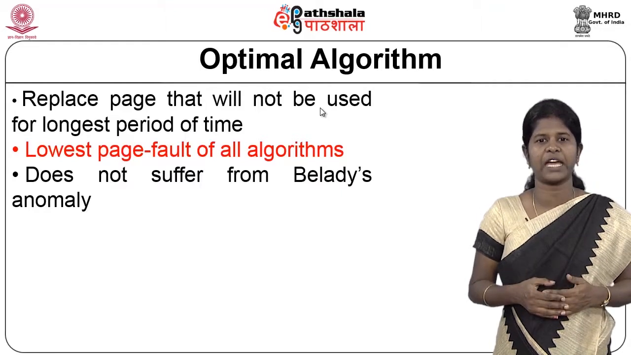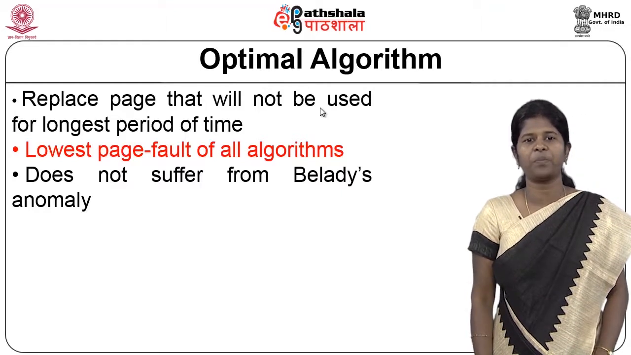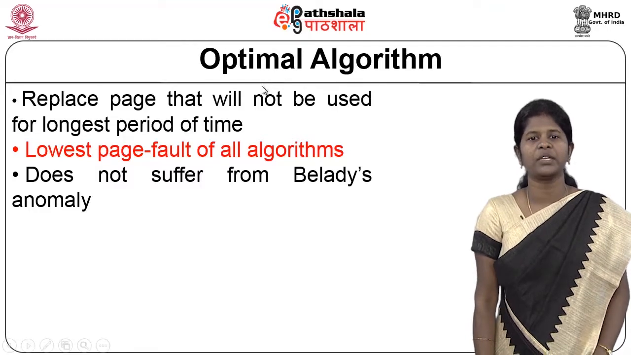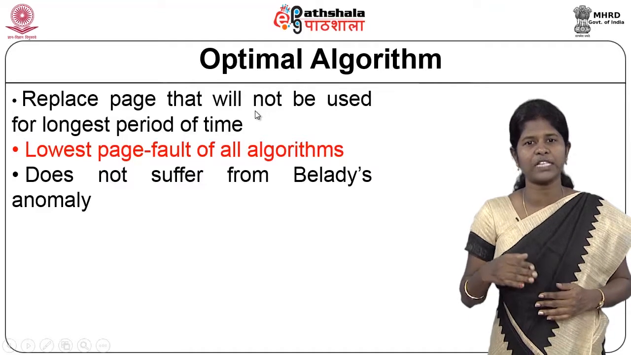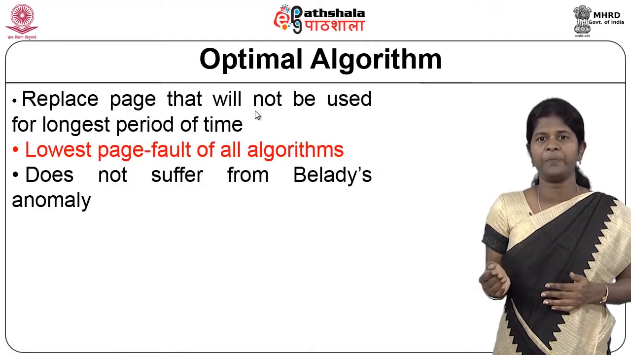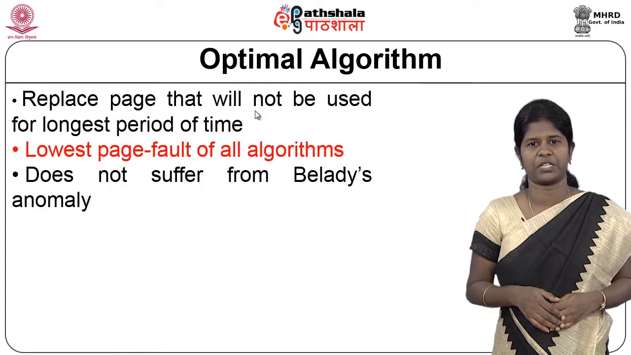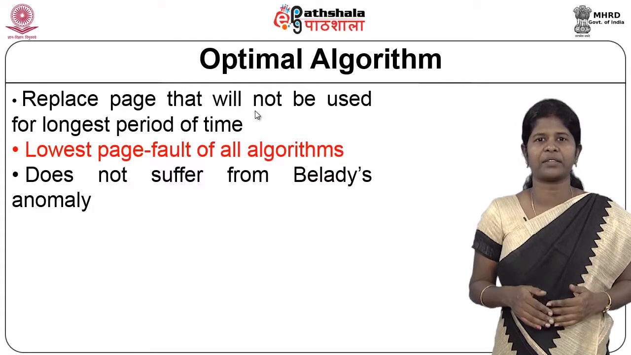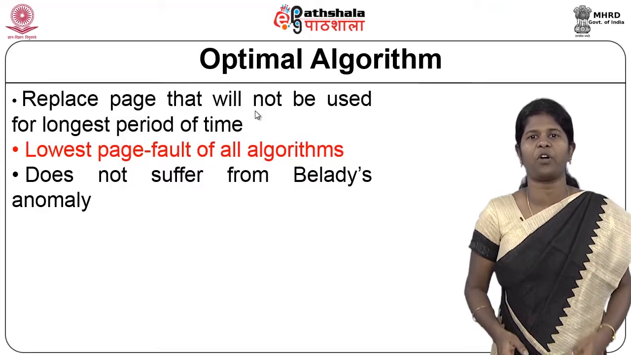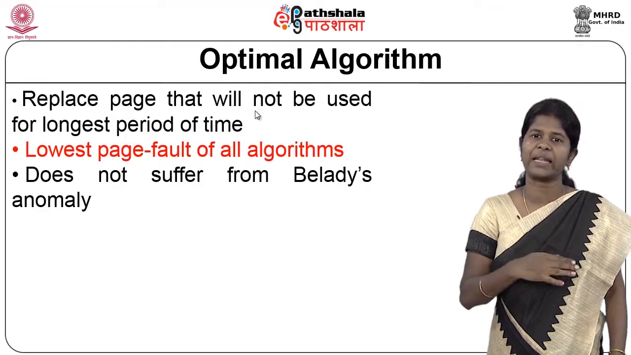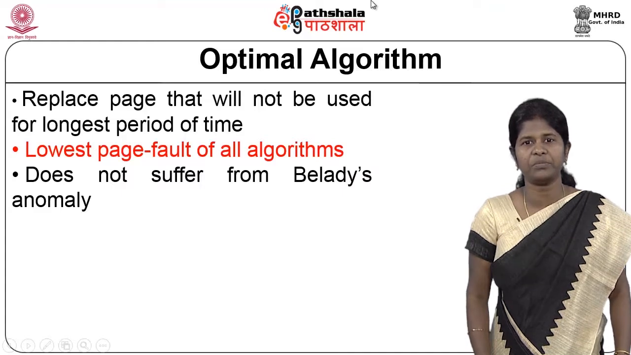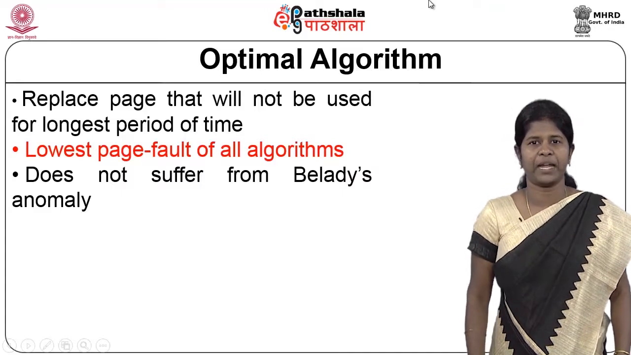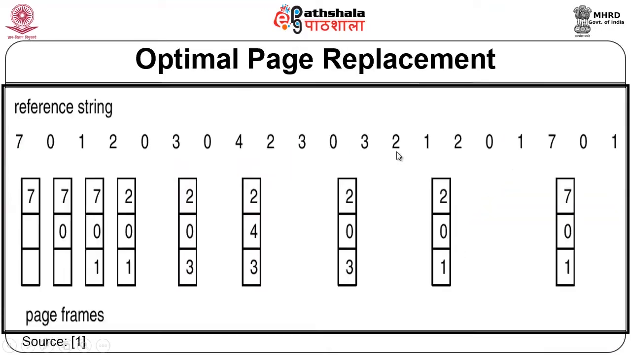So, we will understand an algorithm called the optimal algorithm, in which the page that will not be used for the longest period of time in the future will be chosen for replacement. This algorithm has the lowest page fault rate compared to the other page replacement algorithms, and it does not suffer from Belady's anomaly. So, we will see how this algorithm works.